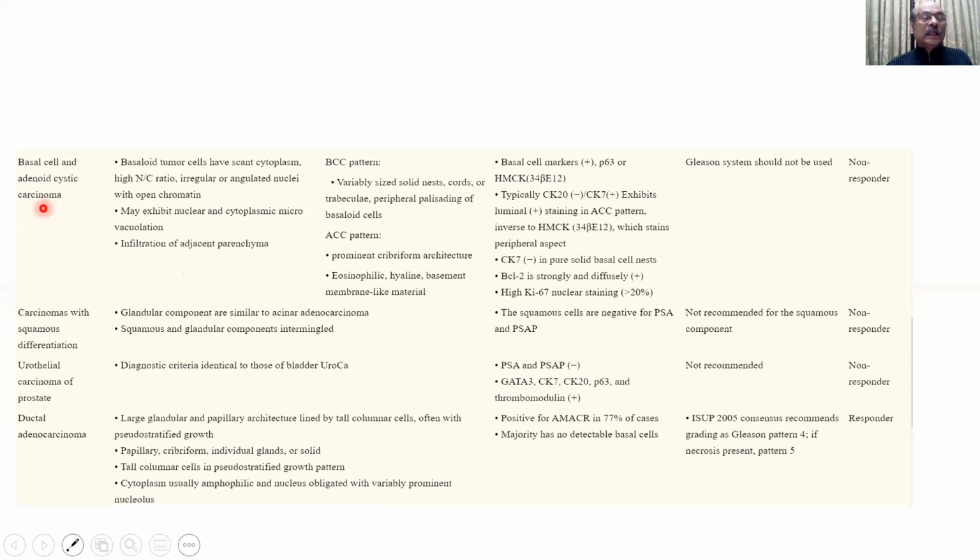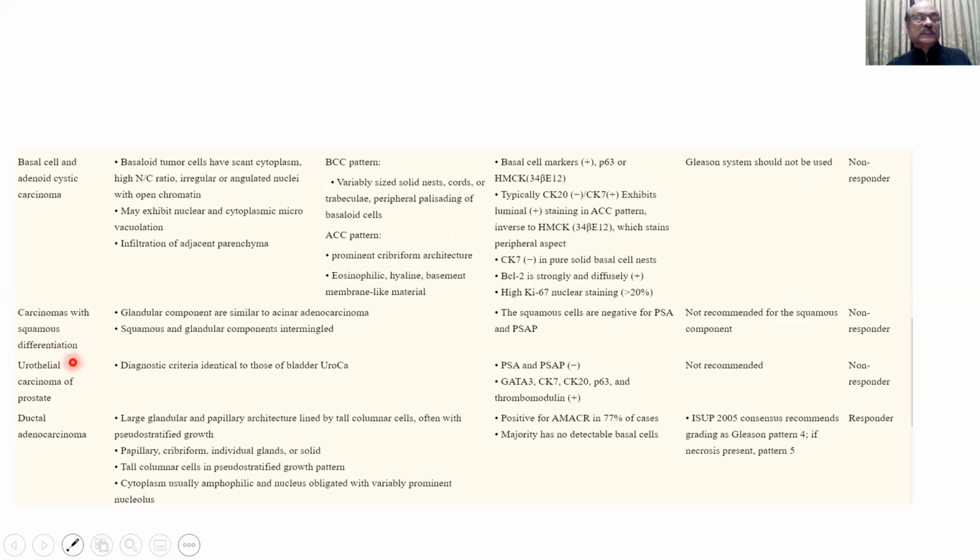Basal and adenoid cystic carcinoma. These are basaloid tumor cells, with scant cytoplasm, high nuclear cytoplasmic ratio, irregular or angulated nuclei with open chromatin. And they have two patterns. One is basal cell pattern, another is adenoid cystic pattern. And here also Gleason score is not recommended. They are not non-responders.